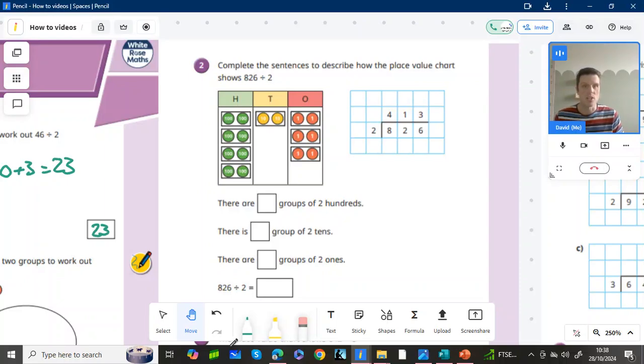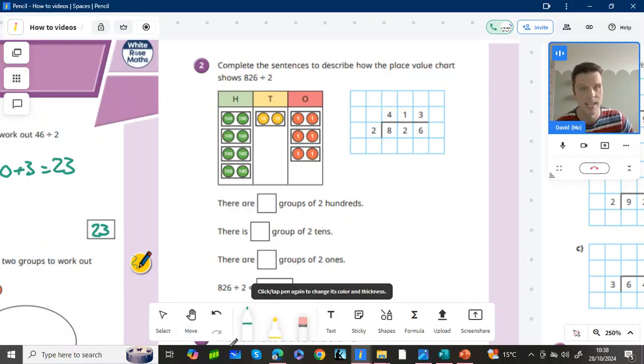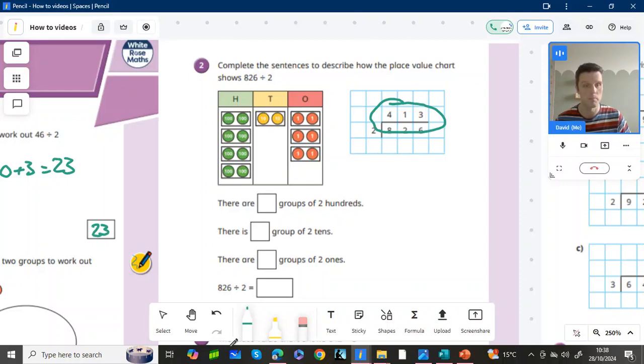So complete the sentences to describe how the place value chart shows 826 divided by 2. And this is using a similar method that I've shown before, using the 100 squares. So I want you to count the number of 200s and write your answer there. Then count the number of 10s and write the answer there. And then count the number of 1s and write your answer there. And you should see that your answers translate to this answer here. Okay, so pause the video here to complete the question.